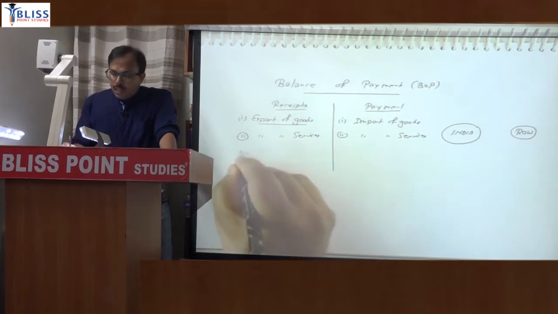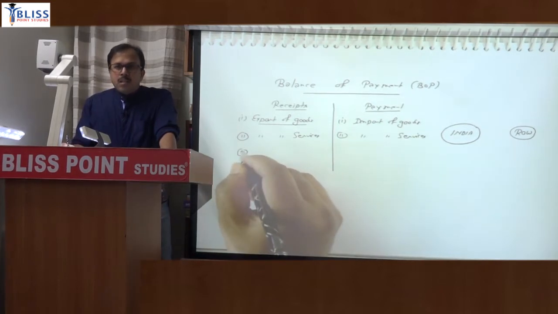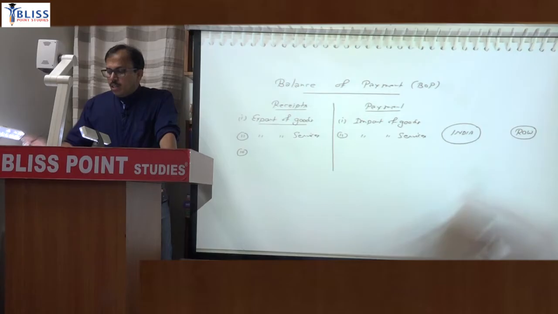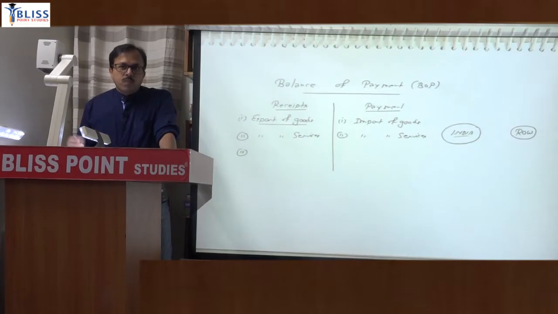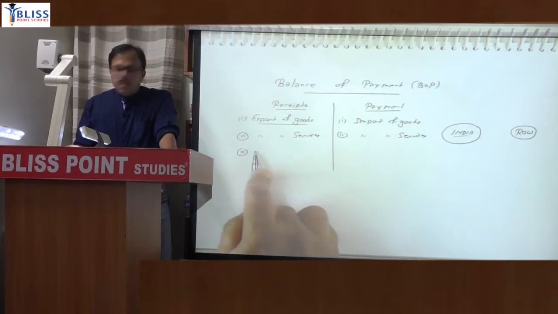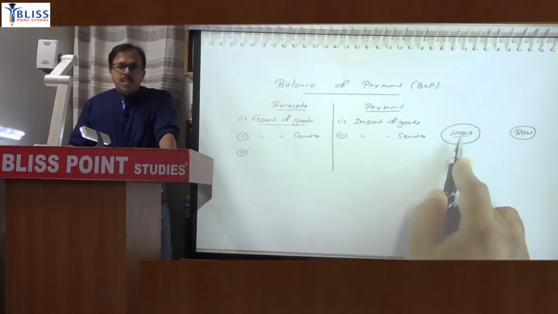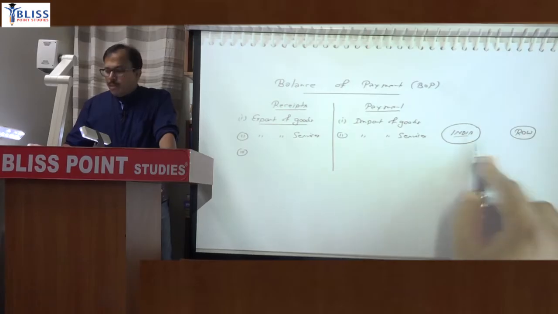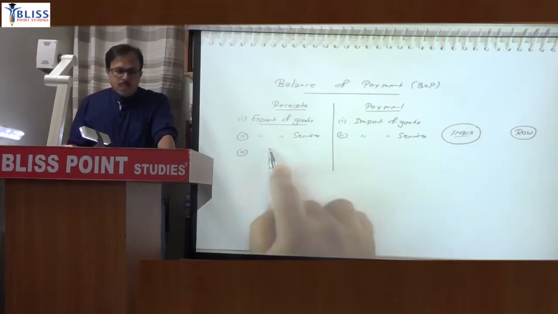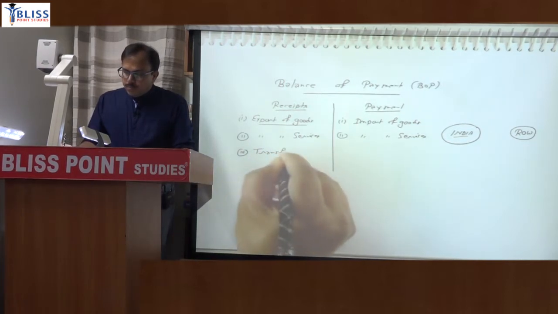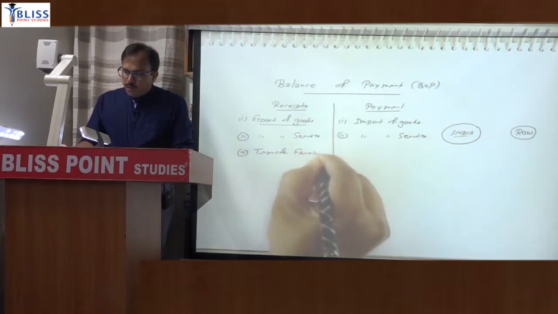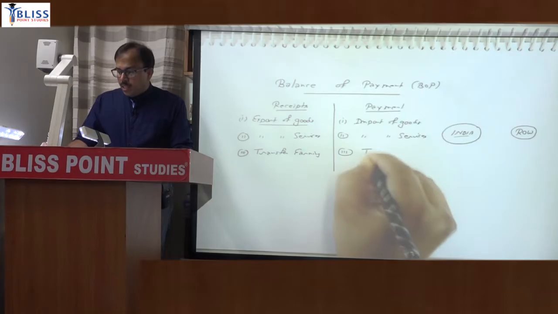Clear? Other transactions could be like transfer payments. For example, some Indians working abroad are sending money back to their home. You can call it remittances. So those are transfer payments received. Similarly, some foreigners working in India are sending money back to their home. So that will be transfer payment, and this one will be transfer earning. So one is basically transfer earning and here you can say it is transfer payment.